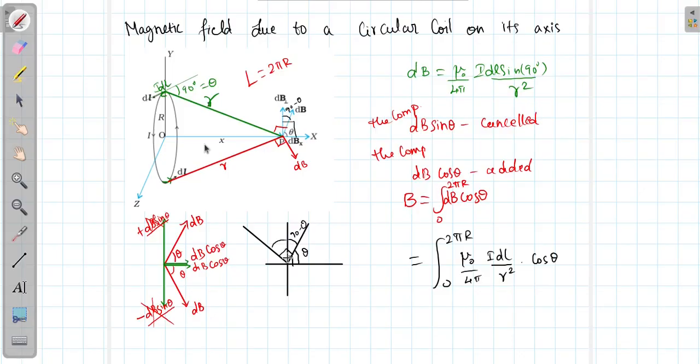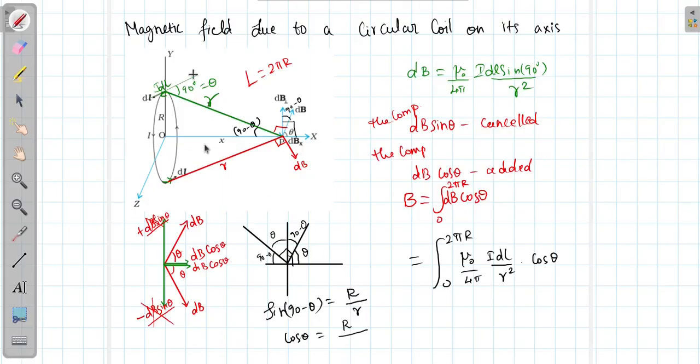So what about this remaining portion? This is theta, right? Therefore, this one is again 90 minus theta. Therefore, sine of 90 minus theta. What is sine of 90 minus theta? It is opposite by hypotenuse, r divided by the hypotenuse. So therefore, cos theta equals small r divided by capital R.